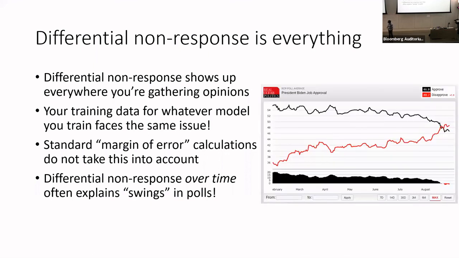For example, this is President Biden's average ratings in the polls from February of this year to last week or this week. The black is approve, the red is disapproval. And if you believe this poll, 7 or 8% of Americans changed their opinion of President Biden in the last 2 or 3 weeks.